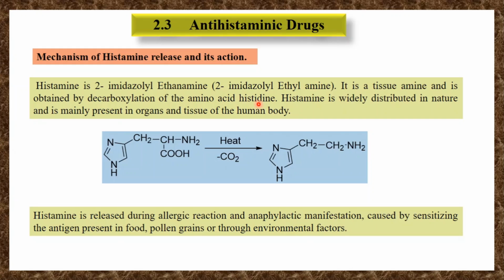Histamine is widely distributed in nature, and it is mainly present in organs and tissues of the human body. It is mainly present in the skin, lungs, and gastrointestinal tract. Then in the brain, it is present as a neurotransmitter.